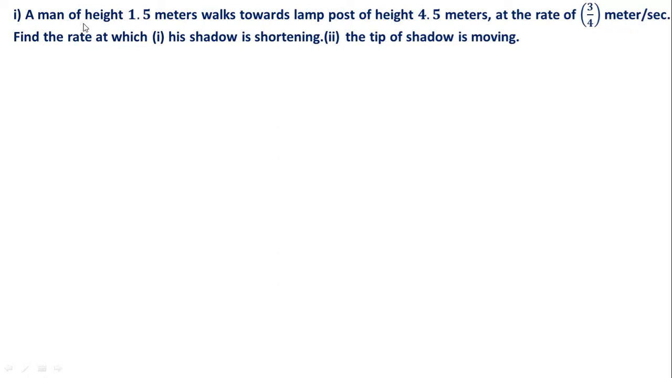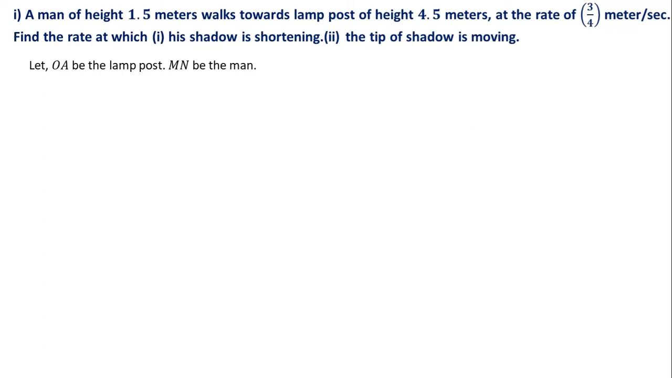Means a man whose height is 1.5 meters walks towards the lamp post of height 4.5 meters at the rate of 3 by 4 meter per second. By diagram we will represent this. Then what we have to find out? We have to find the rate at which, number one, his shadow is shortening, and second one, the tip of the shadow is moving. So let us see now here.